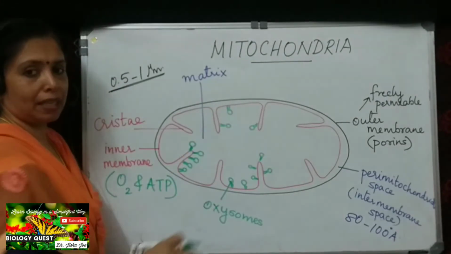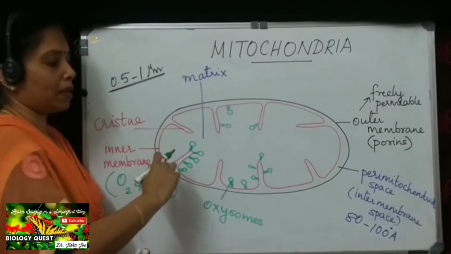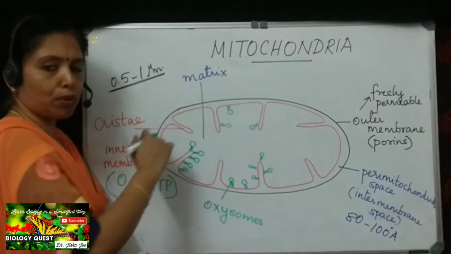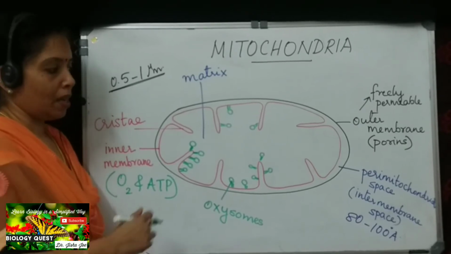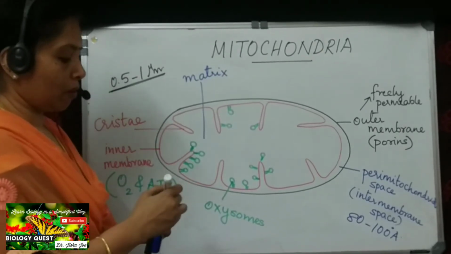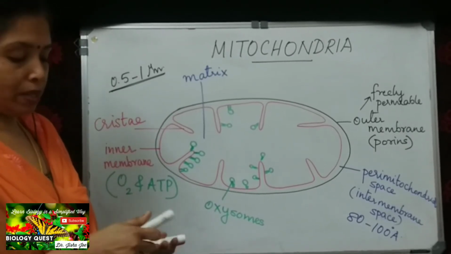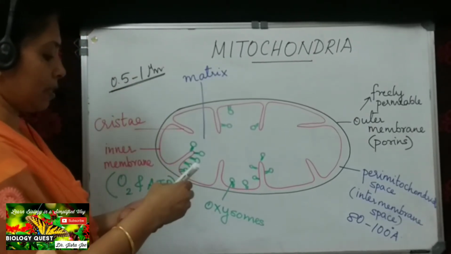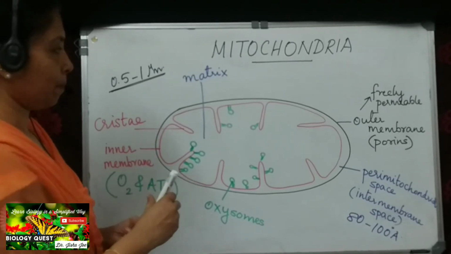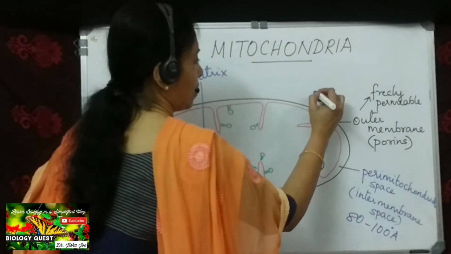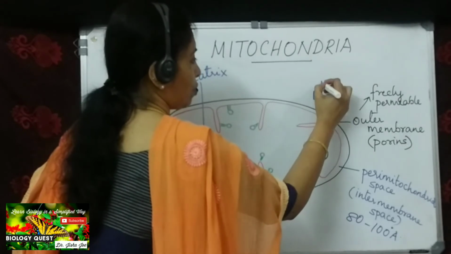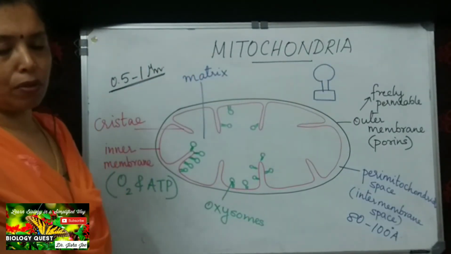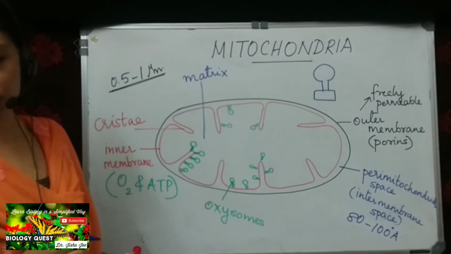Throughout the inner membrane, I've just drawn only a few, but oxysomes are stalked particles. They are found distributed throughout the inner membrane. Now, looking closely at the structure of the oxysomes, as I told you, they are stalked particles. They have a base, there is a small stalk, and a head region is present. So that is the structure of an oxysome.